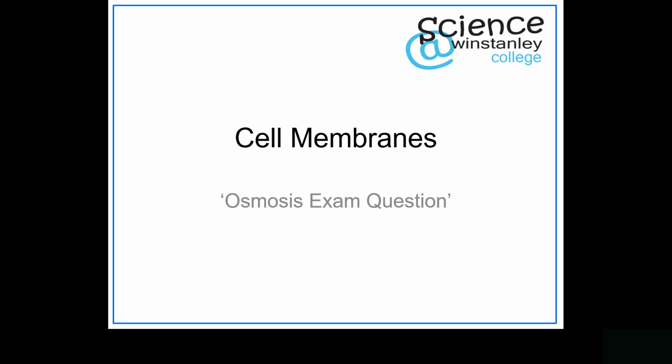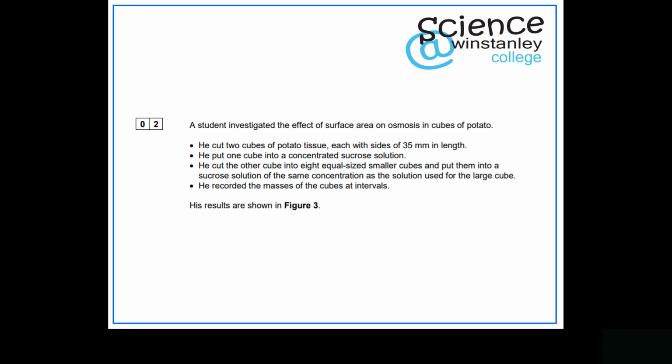Okay, so in this video, we're going to look at an osmosis exam question. We're going to put in some of the knowledge we've learned about osmosis into an exam situation. So first off, a student has done an investigation and they've looked at the surface area of a potato cube and the effect it has on osmosis.